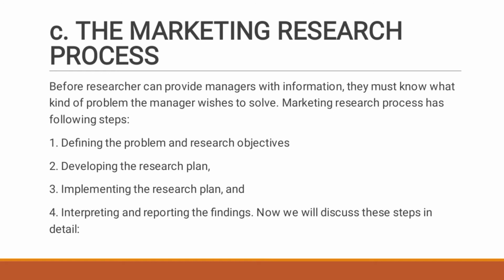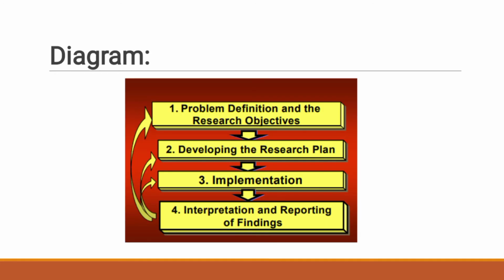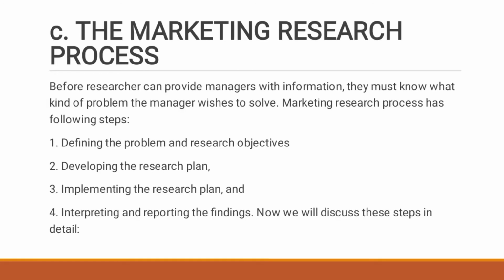Marketing research process. Before researchers can provide managers with information, they must know what kind of problem the manager wishes to solve. The marketing research process has the following steps. Number 1, defining the problem and research objectives. Number 2, developing the research plan. Number 3, implementing the research plan. And fourth one, interpreting and reporting the findings. Now we will discuss this topic in detail.